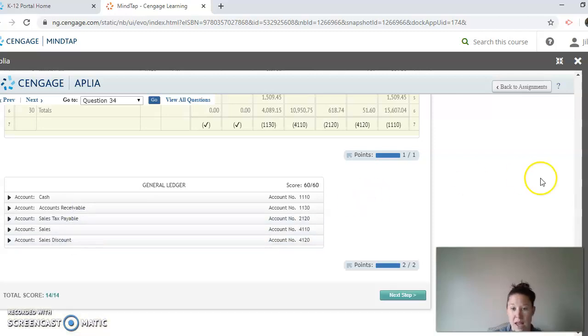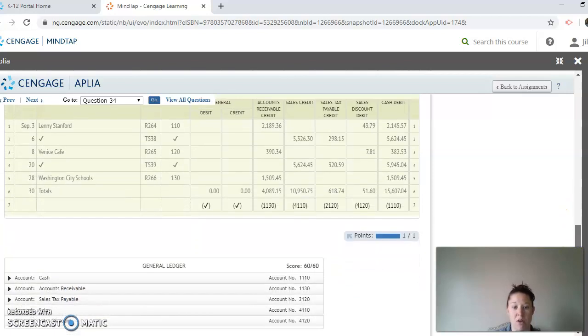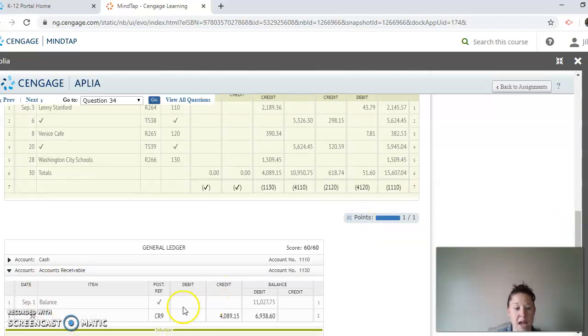So to start off, we have our first column, which is accounts receivable. So accounts receivable has a balance of $4,089.15. So on the 30th, from cash receipts journal, page 9, we're crediting $4,089.15. Again, accounts receivable is a credit. Debit and a credit means we're going to subtract. So the updated balance is $6,938.60. And then we put 1130, our account number, in parentheses underneath the total.